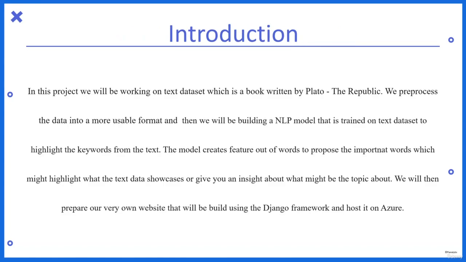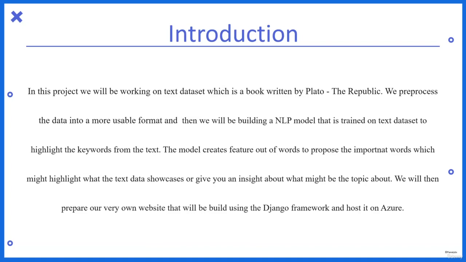As I told you, in this project, the first thing is we're going to get a data set, which is the Republic, the book written by Plato. We're going to use that as a text data set, and we pre-process the data into a more usable format, and then we will be building the NLP model that would be trained on my text data so that it is able to highlight the keywords from the text. Now, the model creates features out of words to propose the important words which might highlight what the text data showcases, or gives you an insight about what the topic might be, right?